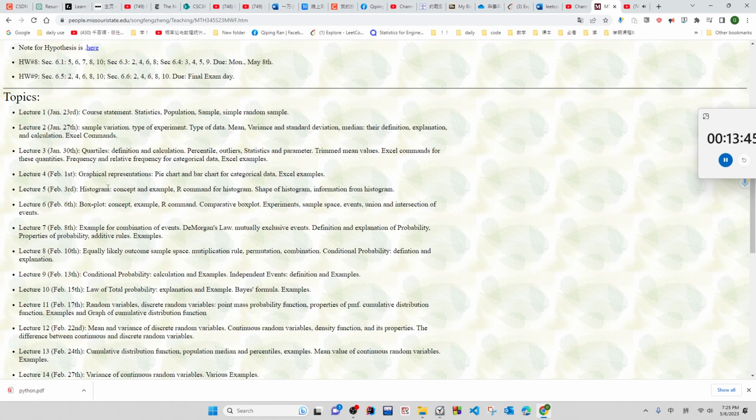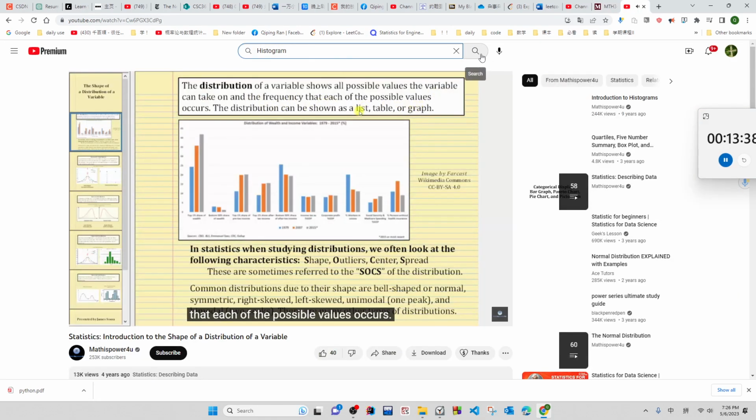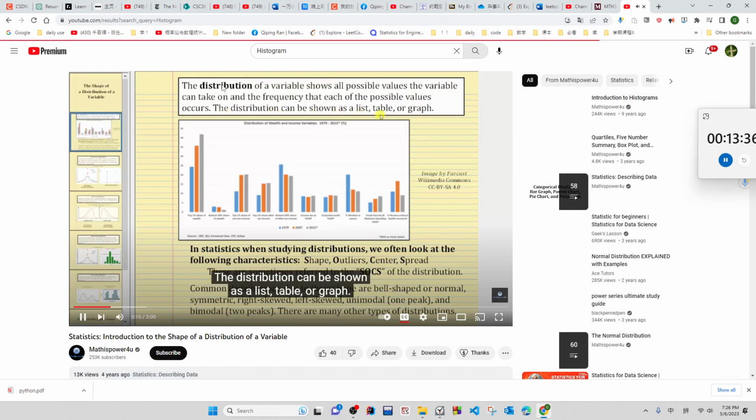Welcome to the lesson on the shape of a distribution of a variable. The distribution of a variable shows all possible values the variable can take on and the frequency that each of the possible values occurs. The distribution can be shown as a list, table, or a graph.